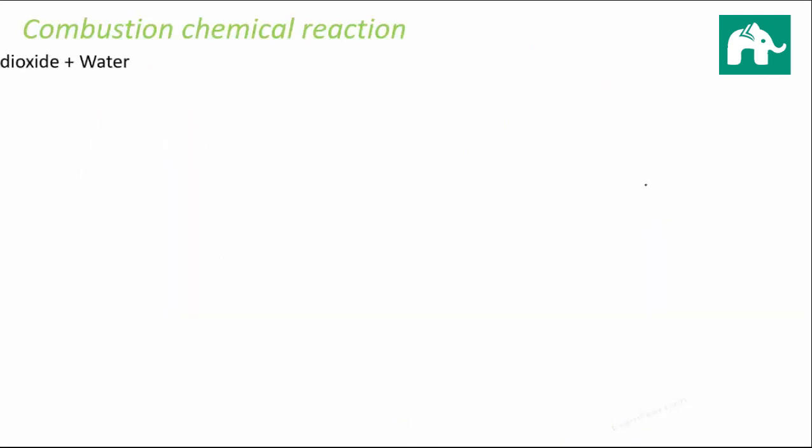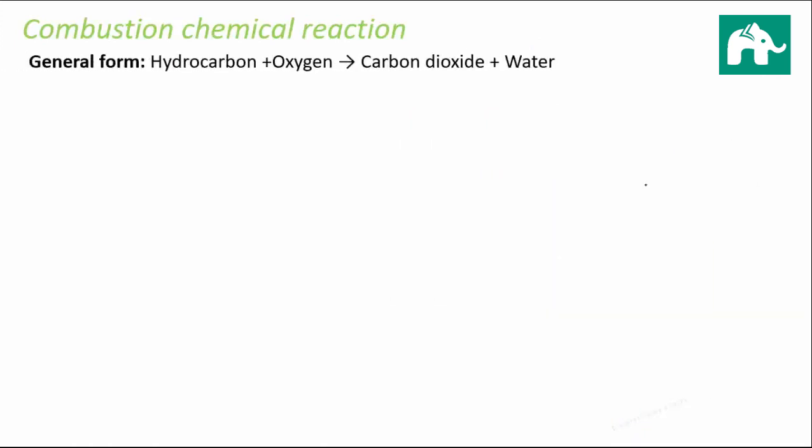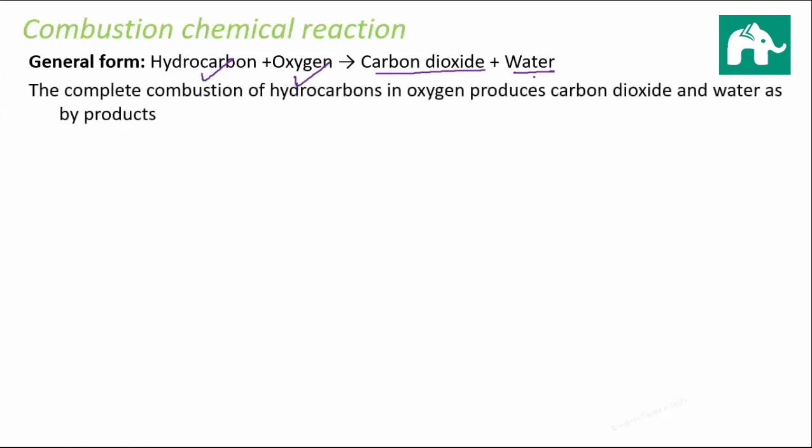Now let us try to understand combustible chemical reactions with more examples. So let's say a combustible material is basically a hydrocarbon that consists of hydrogen and carbon. So when a hydrocarbon combines with oxygen, it forms carbon dioxide plus water. And as a result of this process, a lot of heat energy is also released. So these are combustion reactions. So let us look at some examples.